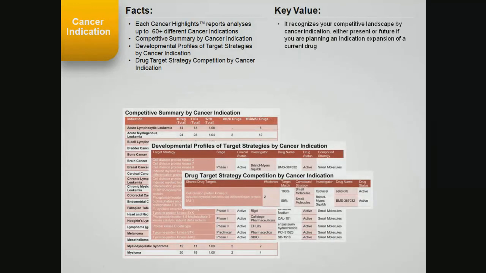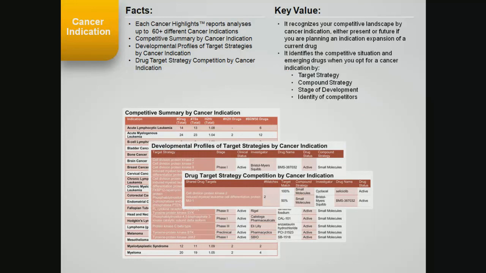The key value from Pillar 4 is that it recognises your competitive landscape by cancer indication, either present or future if you're planning an indication expansion of a current drug. It also identifies the competitive landscape and emerging drugs when you opt for a cancer indication by target strategy, compound strategy, stage of development, and importantly, the identity of competitors.